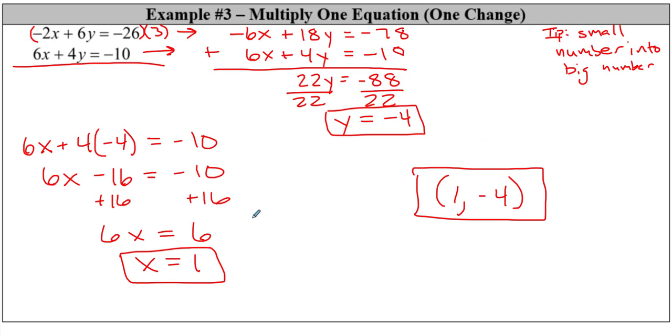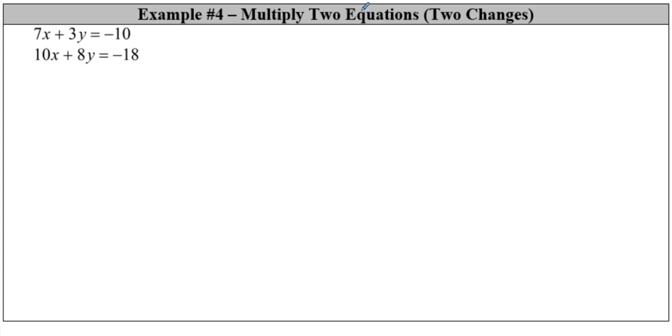All right, so now we're down to the last one. This is where we might need to multiply both equations. Maybe not might. This one we actually do need to multiply both equations. So we're going to actually have two changes. Two of these equations are going to change, and we can figure this out by doing that small number into the big number trick. So I asked myself, for my x terms, what's my small number?